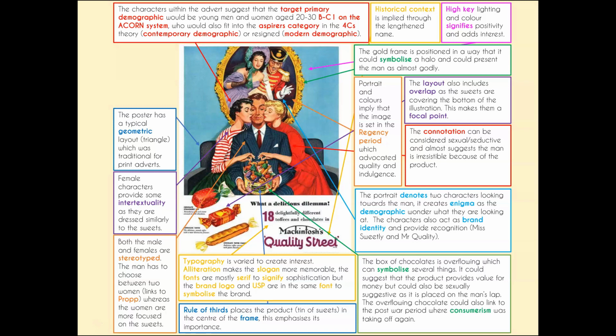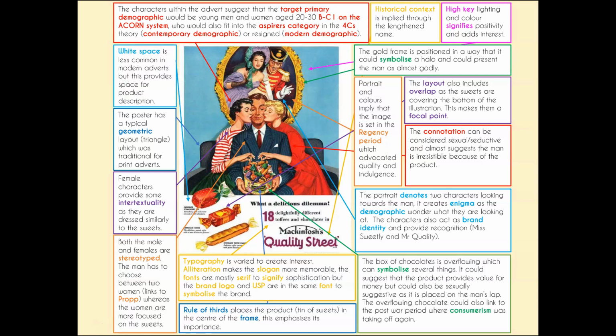Now the poster's got a very geometric layout, so although we've commented on rule of thirds already, we can also comment on the fact that this is designed in a sort of triangle shape, and you can see that where the purple arrow just here and the blue arrow just here are, because if we continue that trend going upwards, it makes a nice little triangle here, and that's very traditional for the time. So again, it's something that dates the advert itself.